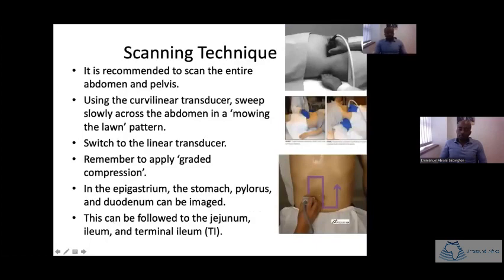So you can follow the stomach and the pylorus, the duodenum, and then the jejunum, the ileum, and you can just follow that all through like that. So you get to the terminal ileum, which is around where the transverse is. It is always very important to identify a normal terminal ileum. I'll show you a lot of images of terminal ileum today.